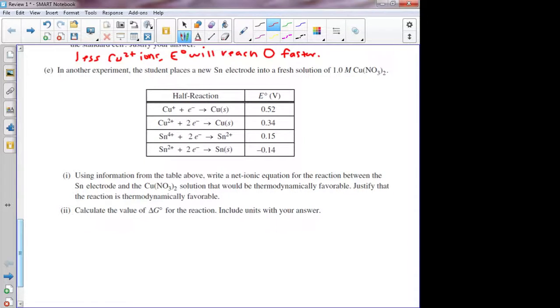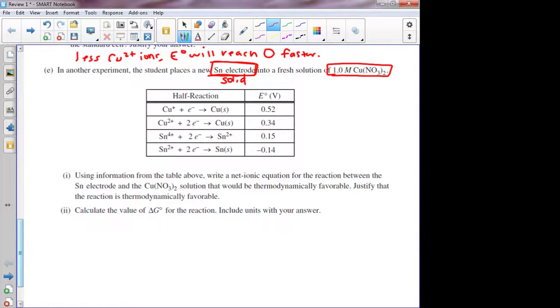All right, so in another experiment, a student places a new tin electrode. Notice this tin electrode must be what? State of matter. Must be a solid, right? Because it said they put the tin electrode, so the electrode was made of tin, which means it had to be solid, into a fresh solution of 1 molar copper 2 nitrate.